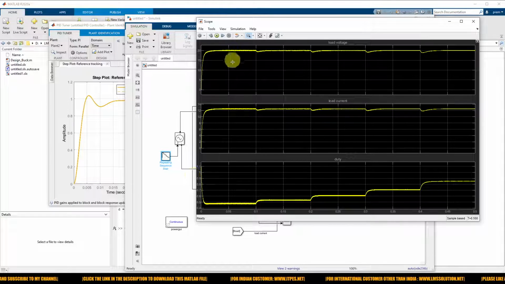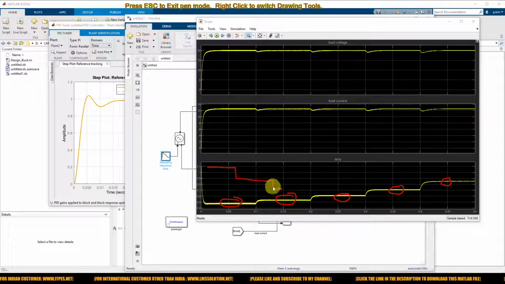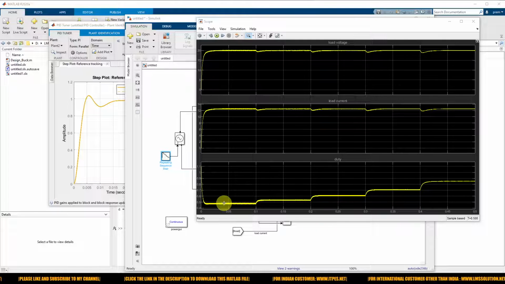Because of the variation of the input voltage, you can see the duty cycle variation. It keeps on increasing according to the input voltage level, because the input voltage decreases from 45, 40, 35, 30 and then 25. So the voltage is decreasing, and that's why the duty cycle is increasing, in order to maintain the reference voltage at a constant level. That means it will be maintained around 20. Okay, so this is the variation of input voltage.